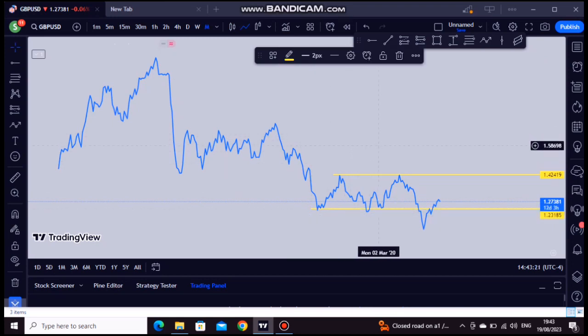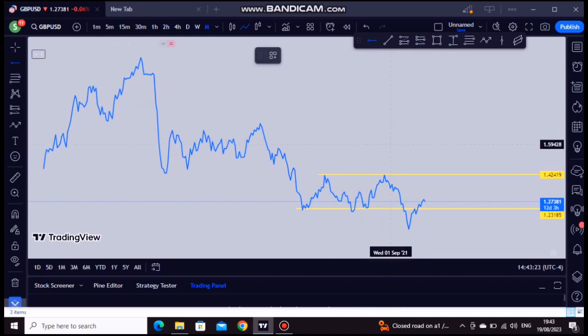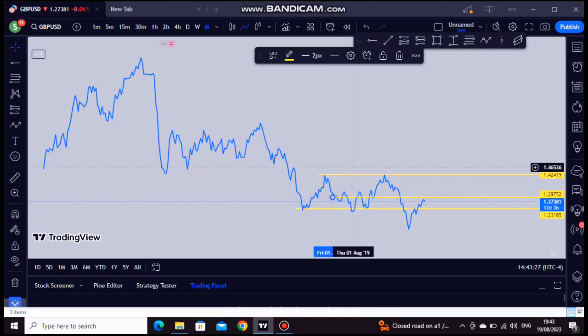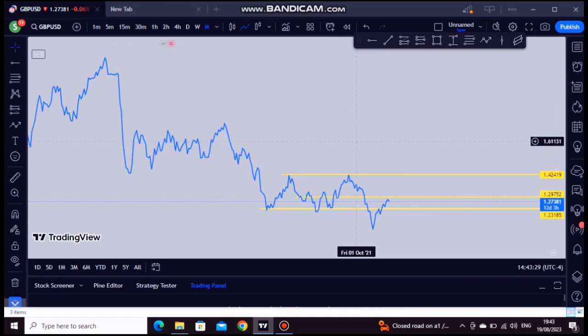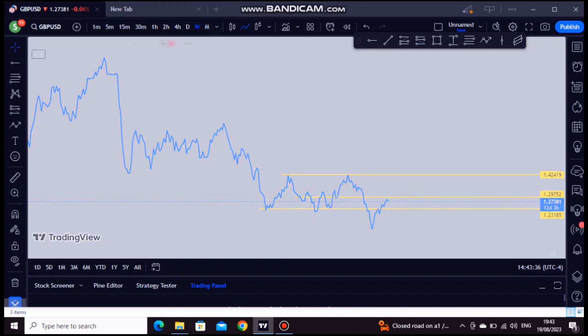On the weekly, we will know where to represent it using our boxes. So we have another one here. Right now we already know that we are bearish on the monthly. Let's go to the weekly and see what happens next.